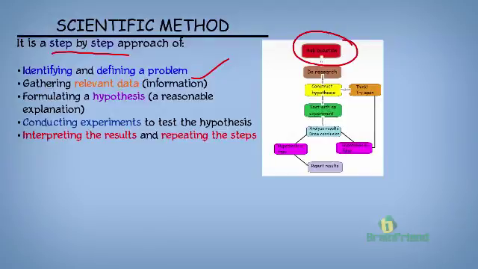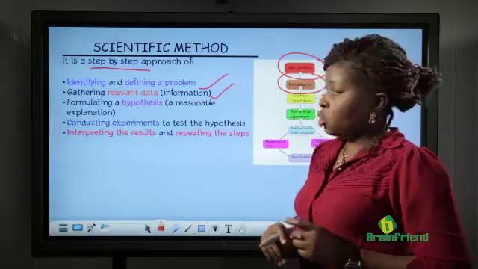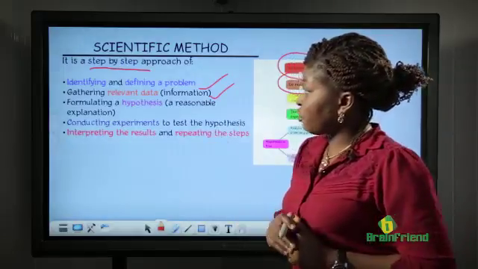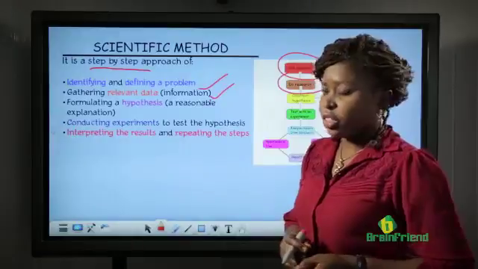The next step is gathering relevant information. Now that you've identified your problem and you know what it is, the next thing for you to do is to gather information that is relevant to this problem. And so it takes us to the step of doing research. So the process of gathering relevant information is what we call research.